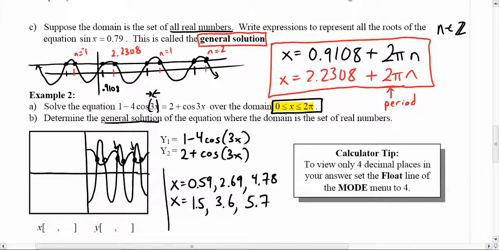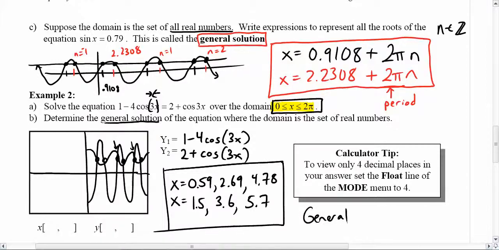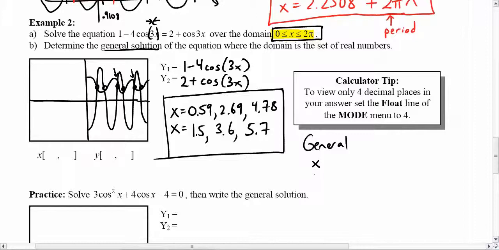Okay, so there's my 6 answers from 0 to 2 pi. For the general solution, what do I add? 2 pi n. Is it 2 pi over 3, right? The period of these graphs is both 2 pi over 3. So instead of 2 pi n, I'm doing 2 pi over 3 n, because I have the 3 in front of the x.